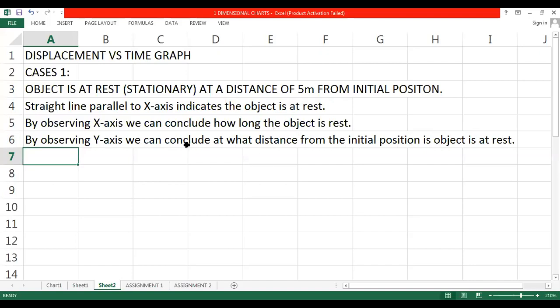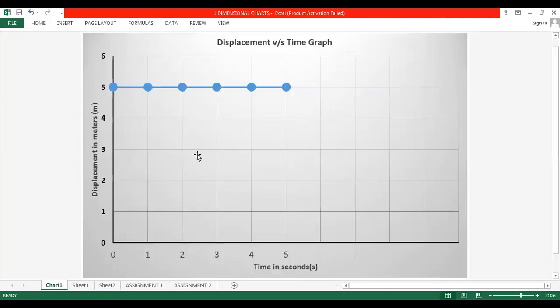How we can conclude that? We can conclude by observing the y-axis. Look at the y-axis. Where we are getting that line, a straight line parallel to the x-axis. We are getting a straight line parallel to the x-axis at 5. So the object is at rest from the initial position at a distance of 5 meters. Assume the object is at rest at a distance of 2 meters.